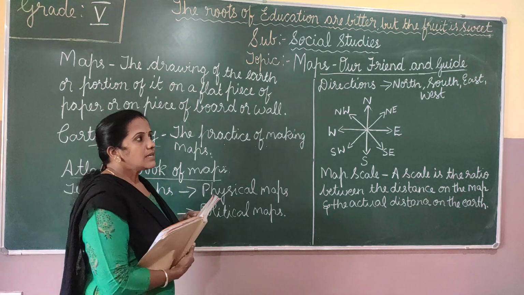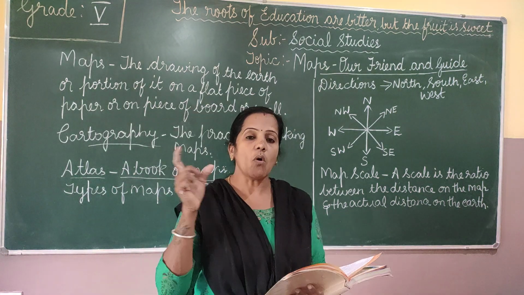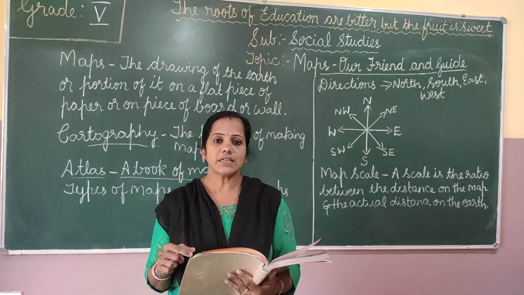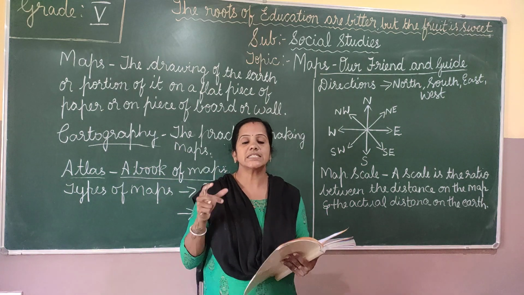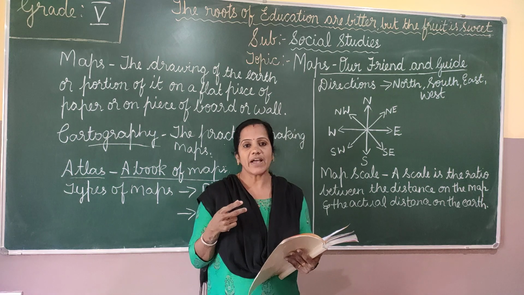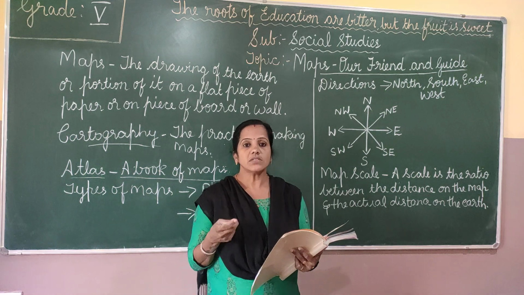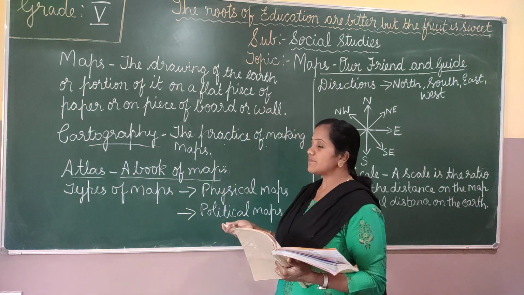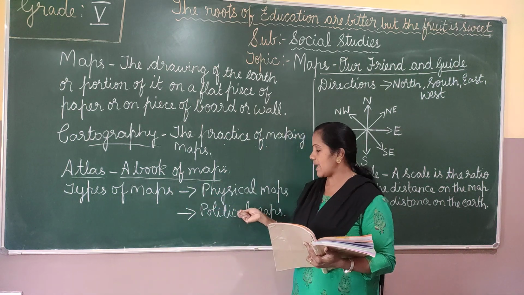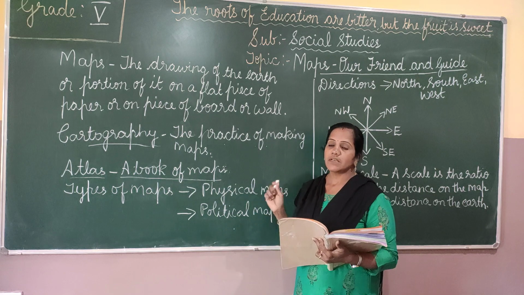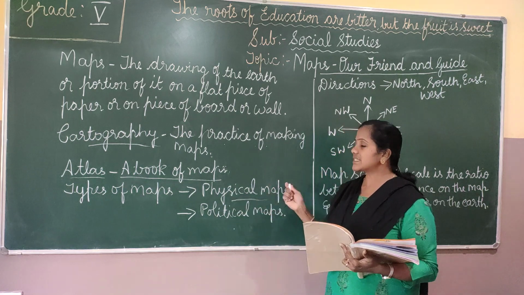So children, in a map it is difficult to show all the details. It would be difficult even for us to find them. So we have only two types of maps, called the physical map and the political map. I'll tell you what this physical map is.